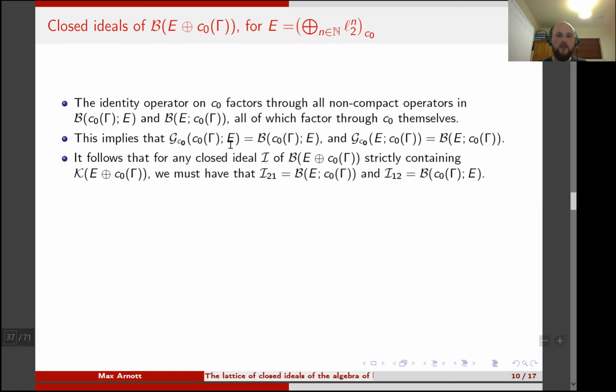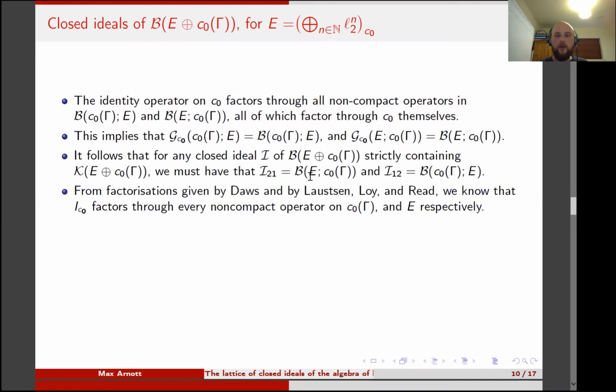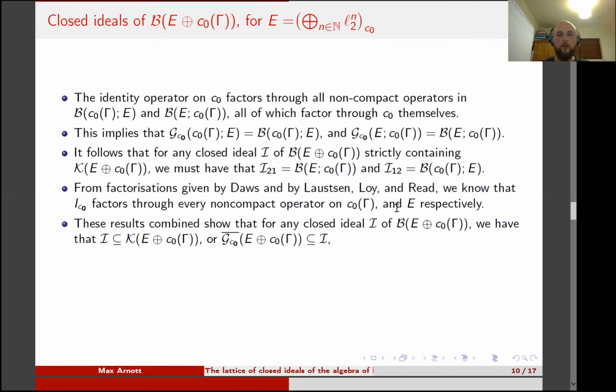And it follows that for any closed ideal of this space of bounded operators strictly containing the compact operators, the quadrants 2,1 and 1,2 have to be the entire space of bounded operators. From factorizations given by Dawes and in Larson, Loy and Reed's paper, we know that the identity on C0 factors through every non-compact operator on C0 gamma and E respectively. When we combine the results from these bullet points, what we get is that a closed ideal of the space of bounded operators on E plus C0 gamma is either contained within the compact operators or contains the operators factoring through C0.